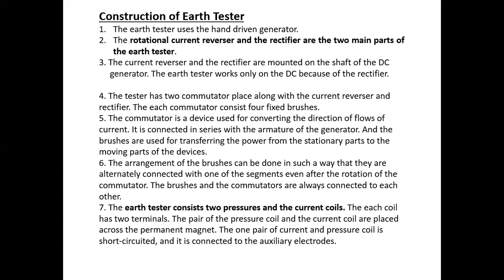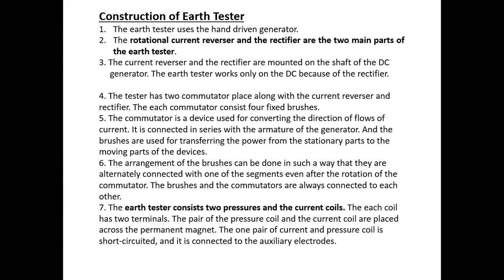The construction of the earth tester. The earth tester uses a hand-driven generator, a rotational current reverser, and a rectifier. The current reverser and rectifier are the two main parts of the earth tester. They are mounted on the shaft of the DC generator, which means they are always rotating with the rotation of the hand-driven handle.